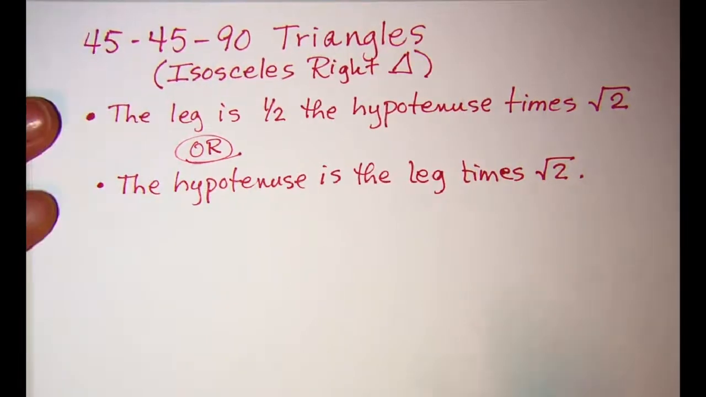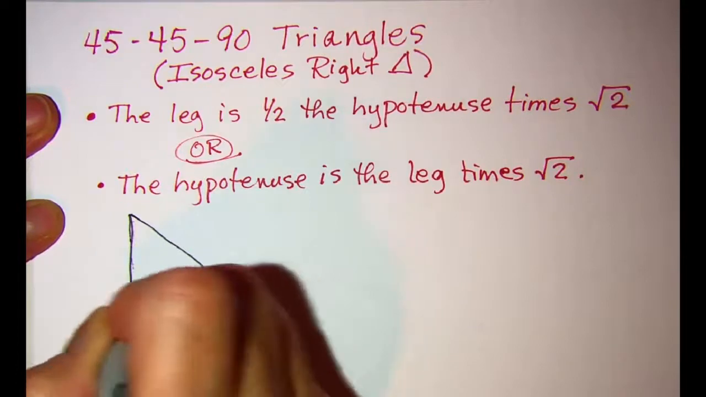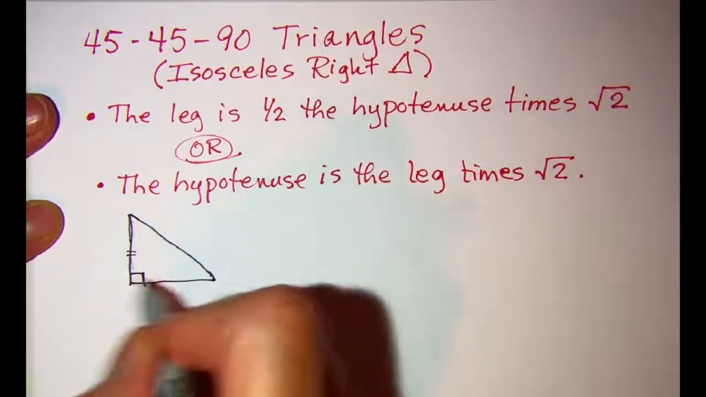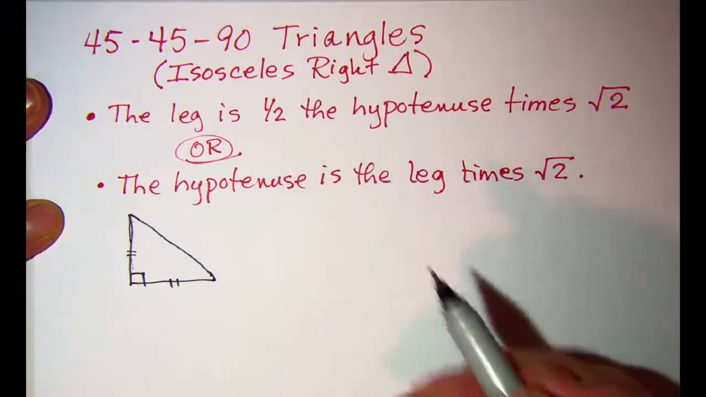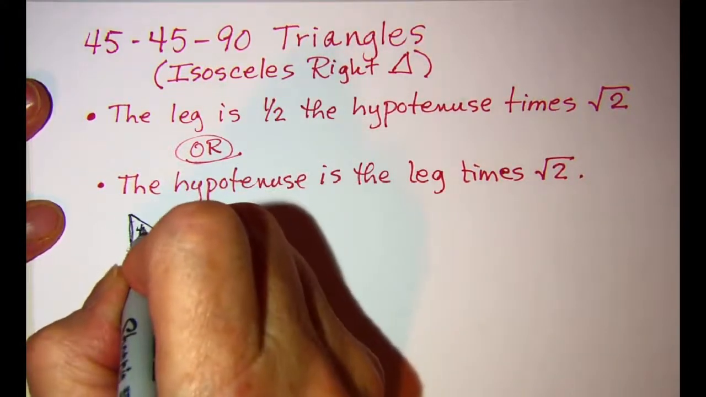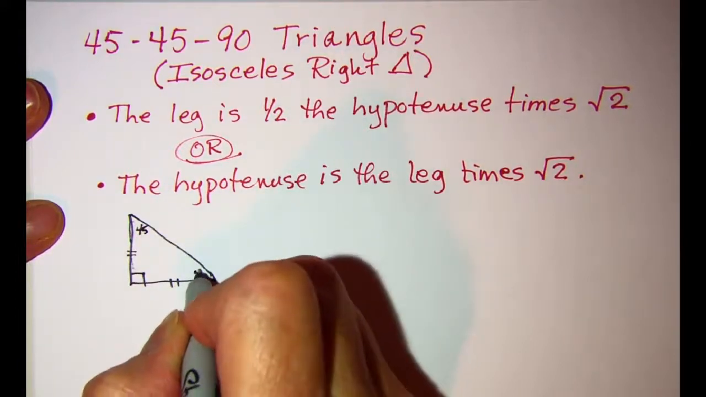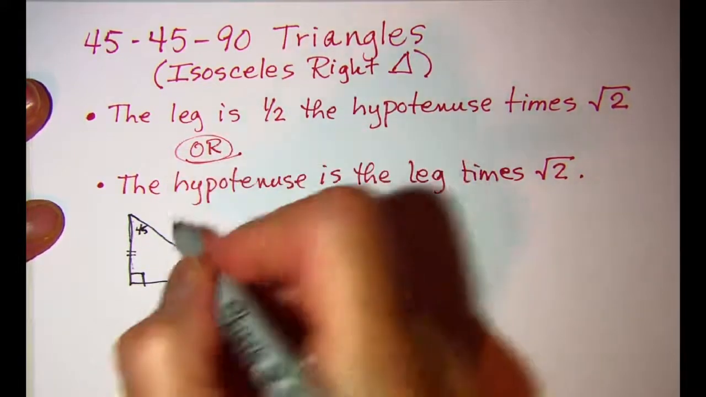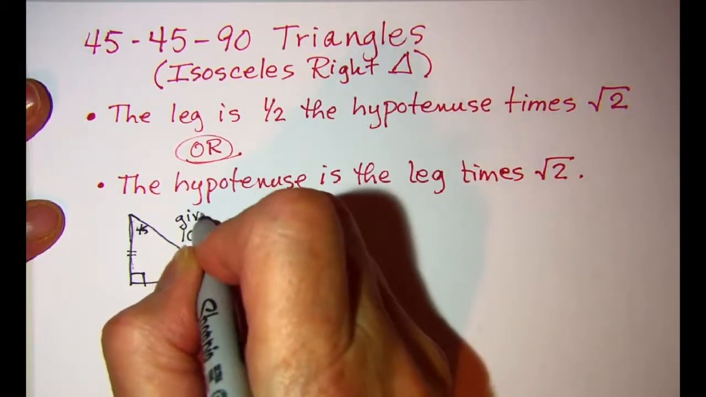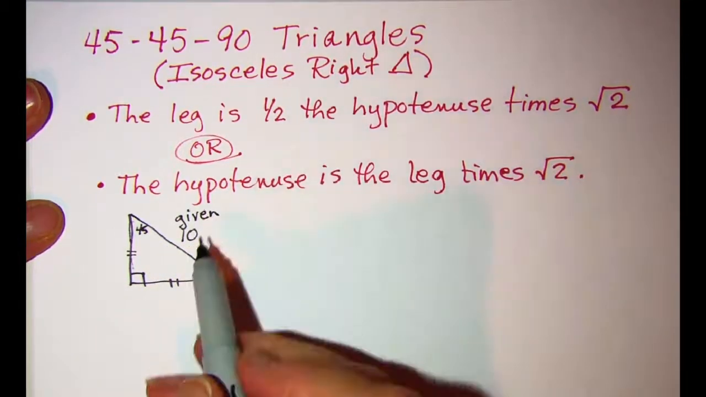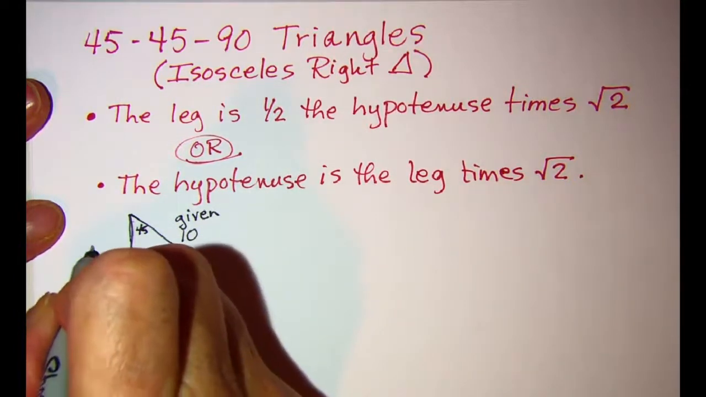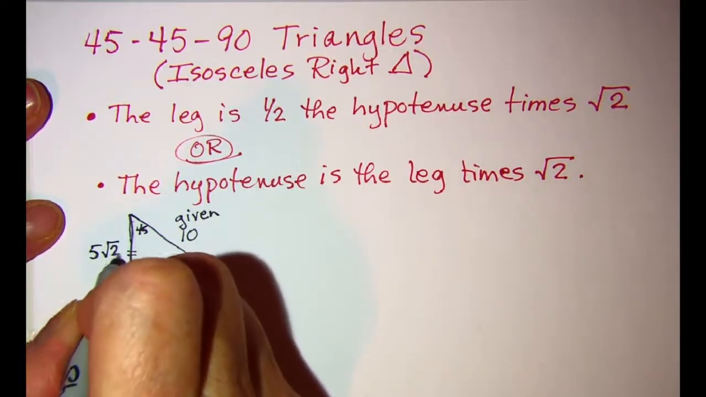So if we have an isosceles right triangle, that means that our angles are going to be 45 degrees. If we know that our hypotenuse is 10, then our sides are going to be half the hypotenuse times the square root of 2.